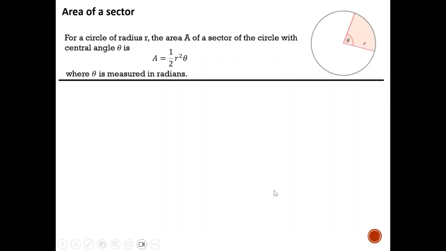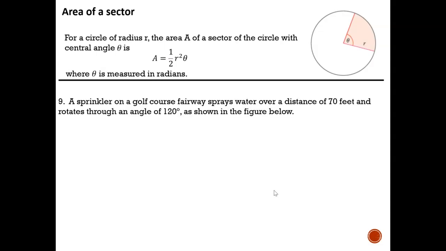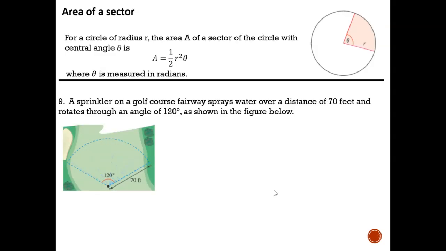Number 9, area of the sector. The area of the sector is A equals 1/2 r squared theta. And again, theta is measured in radians. Example number 9. A sprinkler on a golf course fairway sprays water over a distance of 70 feet and rotates through an angle of 120 degrees, as shown in the figure below. You want to find out how much area was watered by the sprinkler, all this area here.